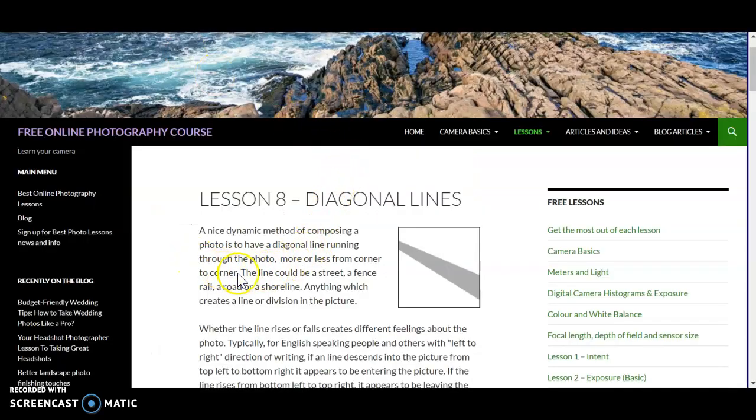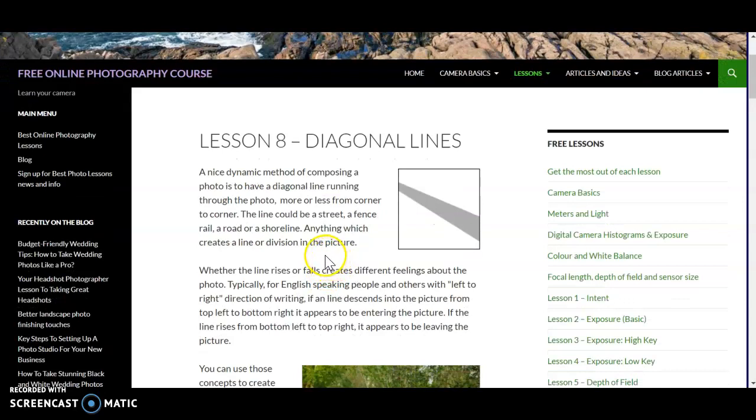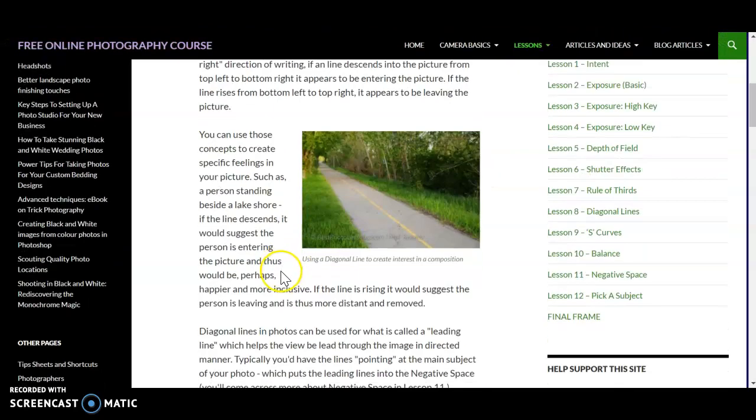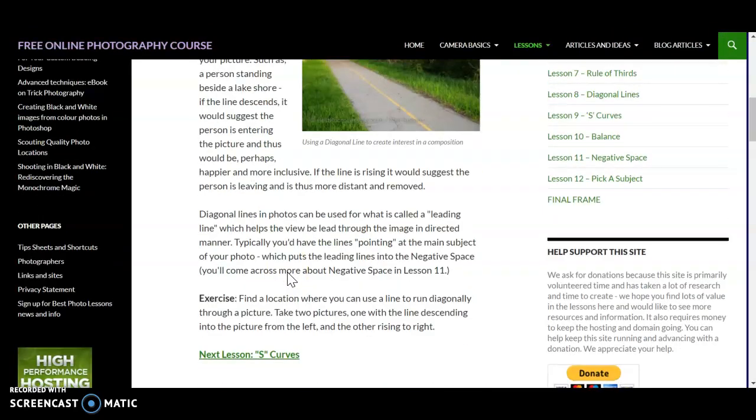This website right here has got some content you should read, talking about whether the line rises or falls, whether it goes one direction or the other. That is something that you want to consider. And just read through all that. And then here's the exercise that they recommend at the end of this. Find a location where you can use a line to run diagonally through a picture. Take two pictures, one with the line descending into the picture from the left, the other rising to the right.